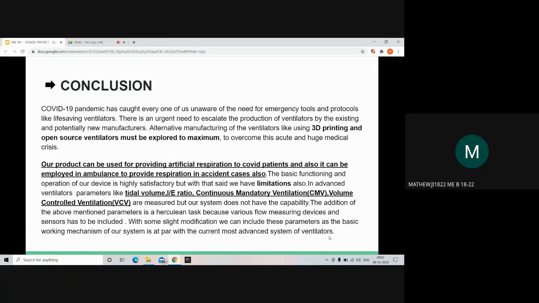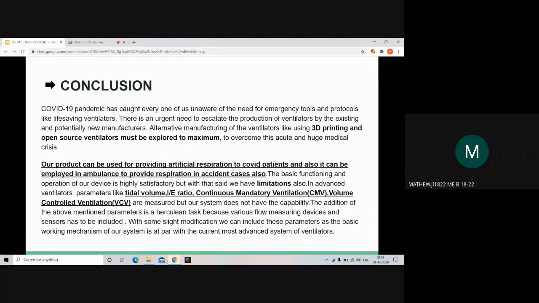The basic function and operation of our device is highly satisfactory, but with that said, we have limitations also. In advanced ventilators, parameters like tidal volume, IE ratio, continuous mandatory ventilation (CMV), and volume control ventilation (VCV) are measured. But our current system does not have that capability. The addition of the above mentioned parameters is a Herculean task, because we have to add various flow measuring devices and sensors whose procurement is currently difficult in the current situation.